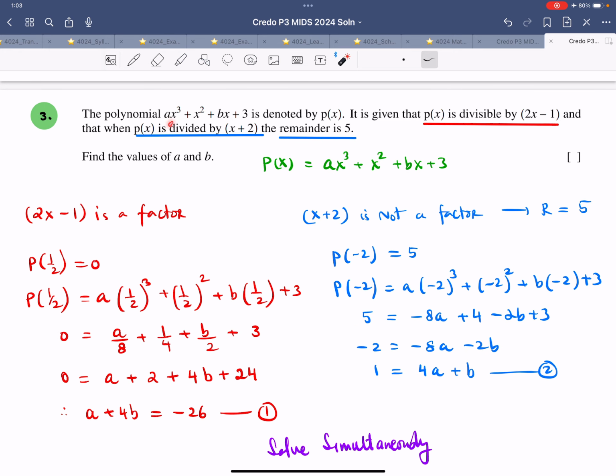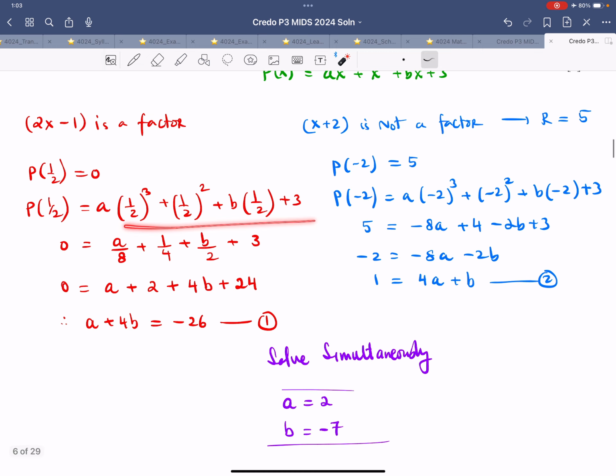The polynomial is denoted by p(x). It is given that p(x) is divisible by 2x minus 1. This is known as the factor theorem. That means if I equate it to 0, 2x minus 1 equals 0, x is equal to half. If I plug in this value, I get a remainder of 0. And then p(x) is divided by x plus 2. The remainder is 5, so x plus 2 is not a factor. That means if I plug in negative 2, I'll get 5.